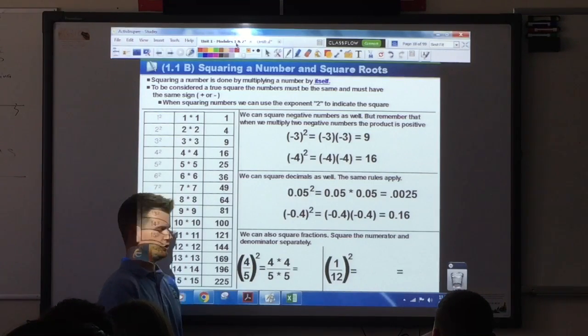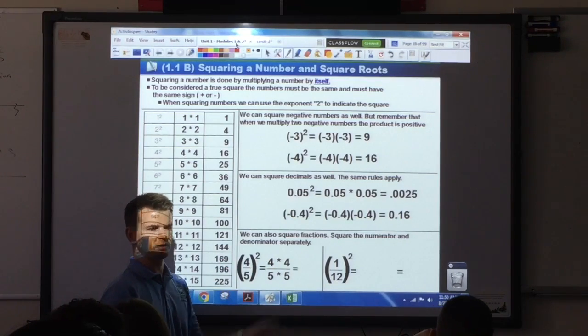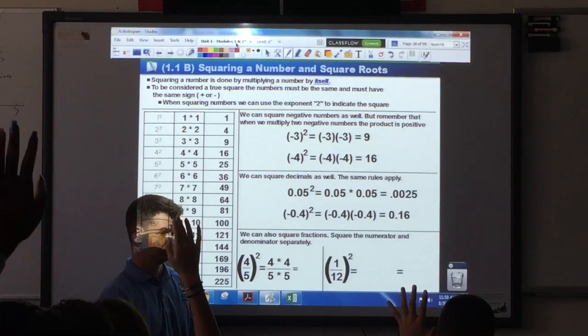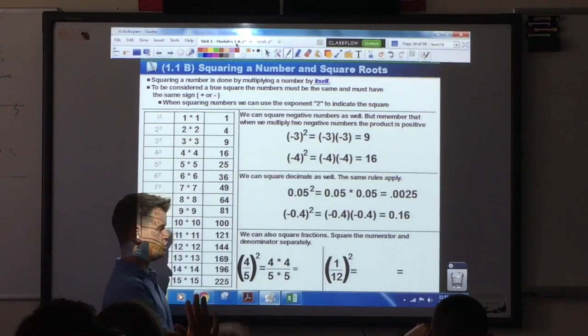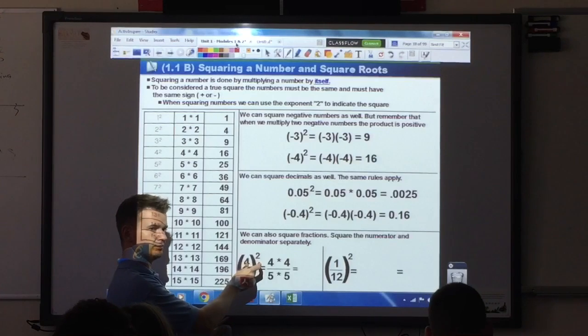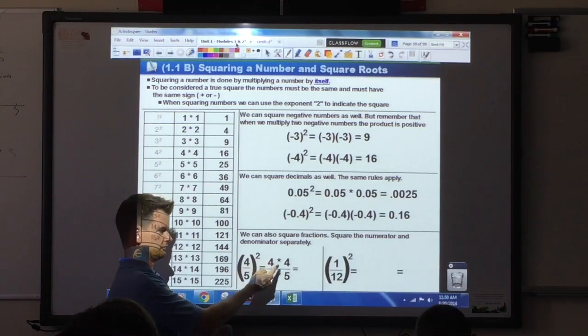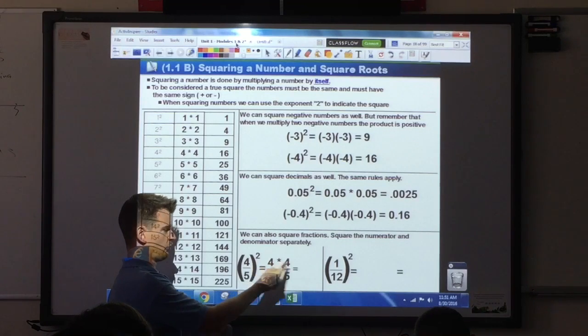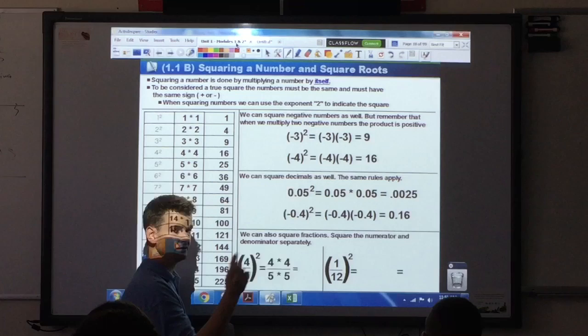Let me ask you a question. You're looking at this, and you're like, I don't know what to do. But how many of you know how to multiply 4 times 4? Most of you. How many of you know how to multiply 5 times 5? Then you can multiply this. You just separate it. You multiply the top, you multiply the bottom. So you square the numerator. What's 4 squared? 16. 4 times 4, which gives me 16. What's 5 squared? 25. Which gives me 25.